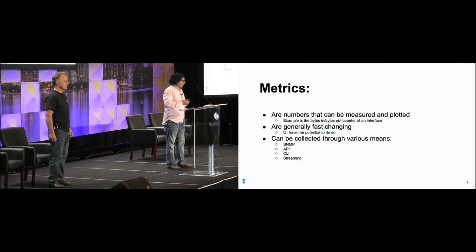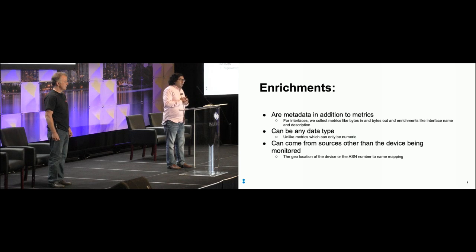Okay? Another concept that we have introduced is the notion of enrichments. Now, enrichments are things that are not numbers. They could be numbers, but essentially these are things which are not that frequently changing. A perfect example would be when we're collecting telemetry data for interface metrics, right? So the interface counters are metrics, but the interface name is actually an enrichment that we apply.